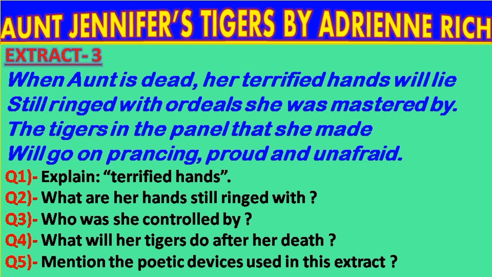Transferred epithet: terrified hands. Symbolism: here the tiger has been symbolized as having strength, fearlessness, confidence, independence, all these things which Aunt Jennifer wished for herself but could not achieve. Example of pun: ringed. Here two meanings are there. The first meaning is to be encircled or surrounded by hardships and difficulties. The second is an image or a symbol of the sacred bond of married life.